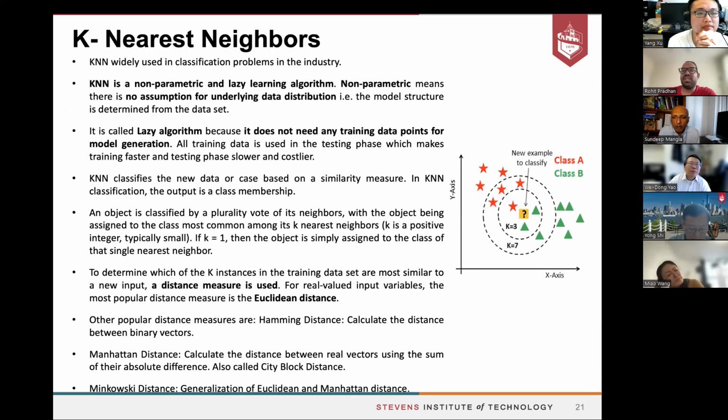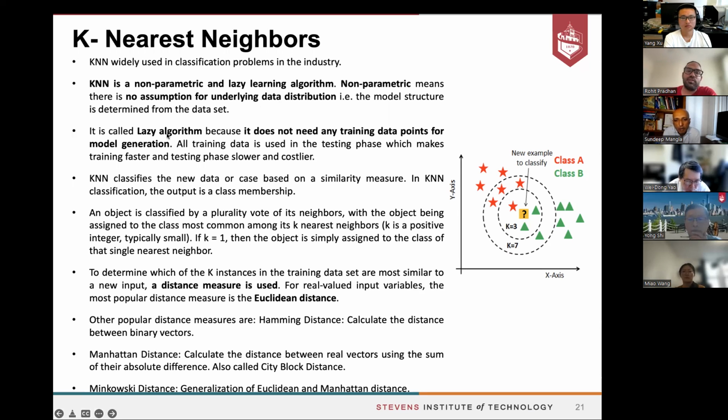So the k nearest neighbor. This algorithm is used for classification problems. KNN is a non-parametric and lazy algorithm. By non-parametric, we mean that there are no assumptions about the underlying data distribution. Like in regression, we said that our data needs to be linearly distributed or it should be normal. In this case, it doesn't care how the data is distributed.